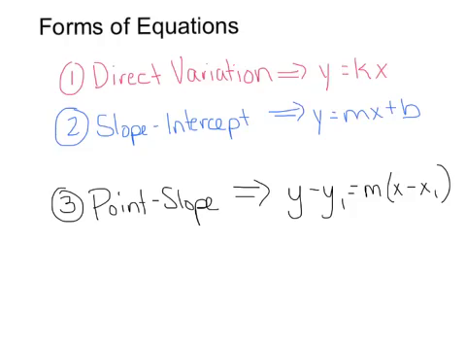The second form of an equation, or the primary form of an equation, is something called slope-intercept form. This is your y equals mx plus b. This is probably the one that is most widely used. The third form that I'd like to cover is something called point slope. This is y minus y1 equals m times the quantity x minus x1.